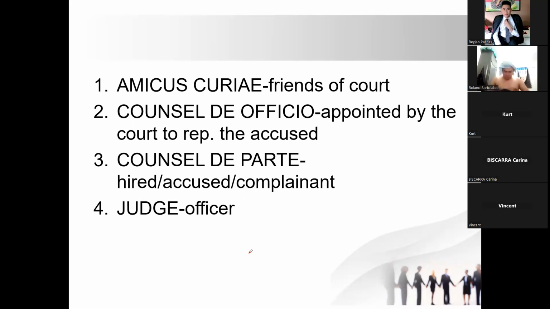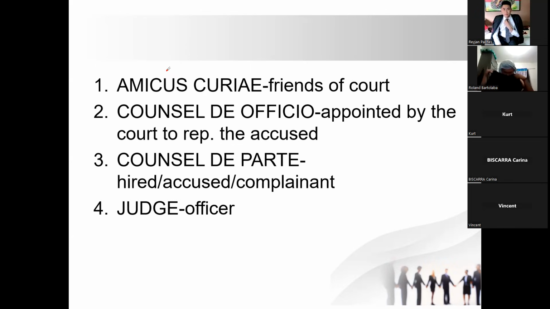Ulitin natin class para mas maintindihan ninyo lahat. So, ano yung kaibahan ng apat na to? Okay? So again, pag sinabi natin amicus curiae, from the word amicus, ibig sabihin amigo, ibig sabihin friends of court. Ibig sabihin, yung mga lawyer na yan class is not involved in the issue or proceeding. But of course, kaya nga friends of court, they can assist in the proceeding or they can represent any of the both parties. So amicus curiae class, friends of court.